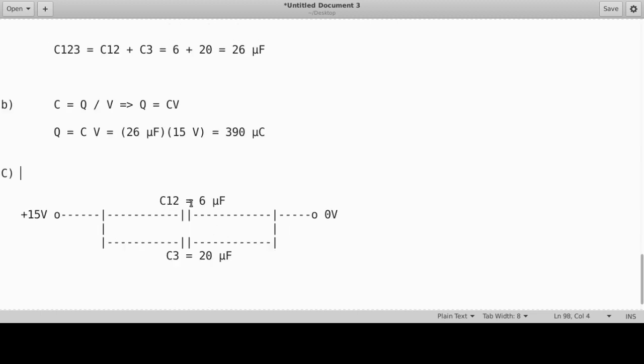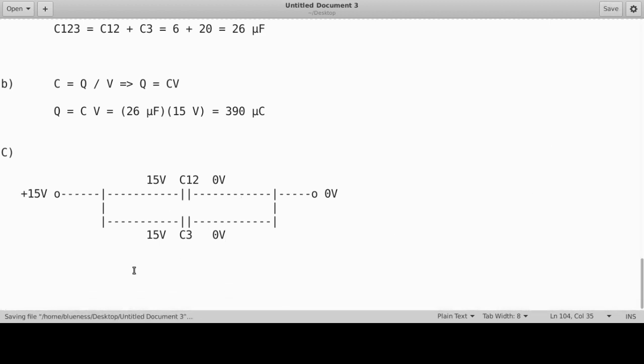Okay, and we know these values, so just not to clutter things, let me just get rid of this here. This side here is 15 volts. And this side here is 0 volts, okay? And yeah, you know what? I better put the C12 in there, otherwise it'll be confusing later, okay? So here's C12. This side is 15 volts, and that side is 0 volts. Here's C3, and this side here is 15 volts, like that. And this side here is 0 volts, like that. All right? So we have 15 volts across them.